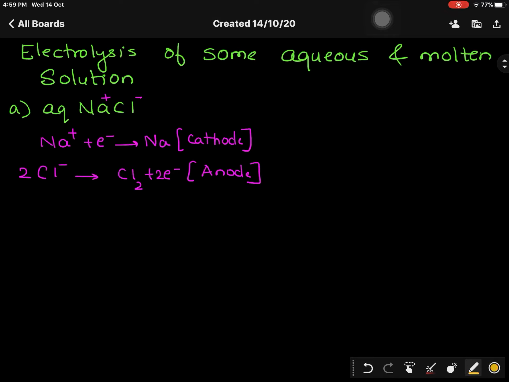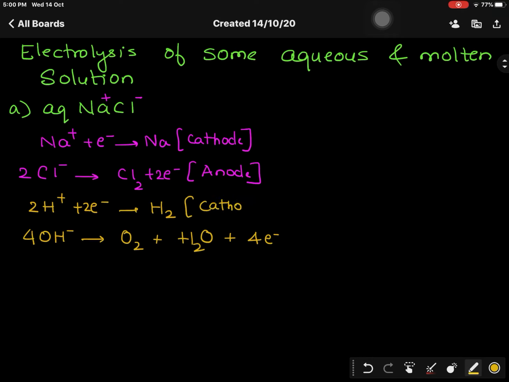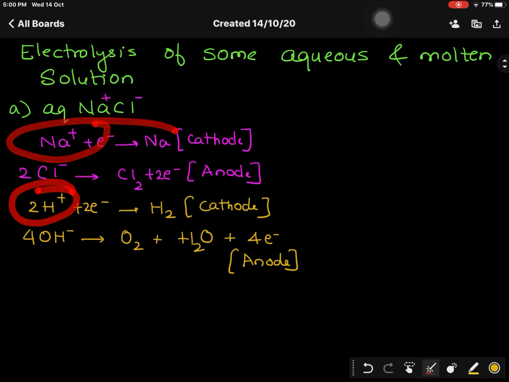But when I say the solution is aqueous, that means I have also got H plus and OH minus. Now this H plus can accept electron to deposit as hydrogen, and OH minus will form O2, some undissociated molecule of water and electron. To balance, I will put up 4 here. Now the question is, we have got 4 ions. Positive ions will go at cathode and negative ion will go at anode. It is very clear. So question is, out of these 2 positive ion, who can undergo reduction faster? Out of this positive and this negative, who can undergo reduction faster?